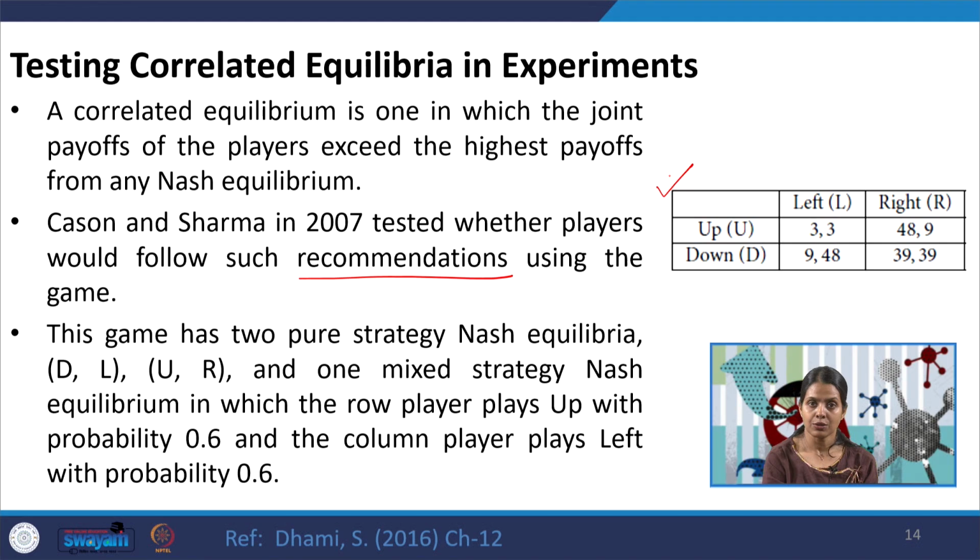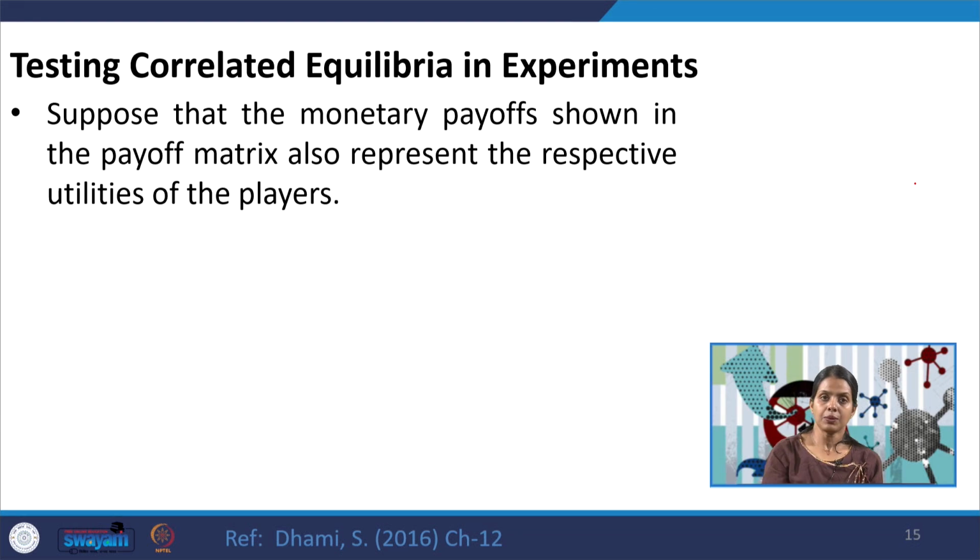This game has two pure strategy Nash equilibria, as you can understand pretty easily. One is DL, the other one is UR, and there is one mixed strategy Nash equilibrium, which again you can calculate, in which the row player plays up with probability 0.6, so he plays down with probability 0.4, and the column player plays left with probability 0.6 and right with probability 0.4. Suppose that the monetary payoffs shown in the payoff matrix also represent the respective utilities of the players. So, payoffs and utilities are the same.